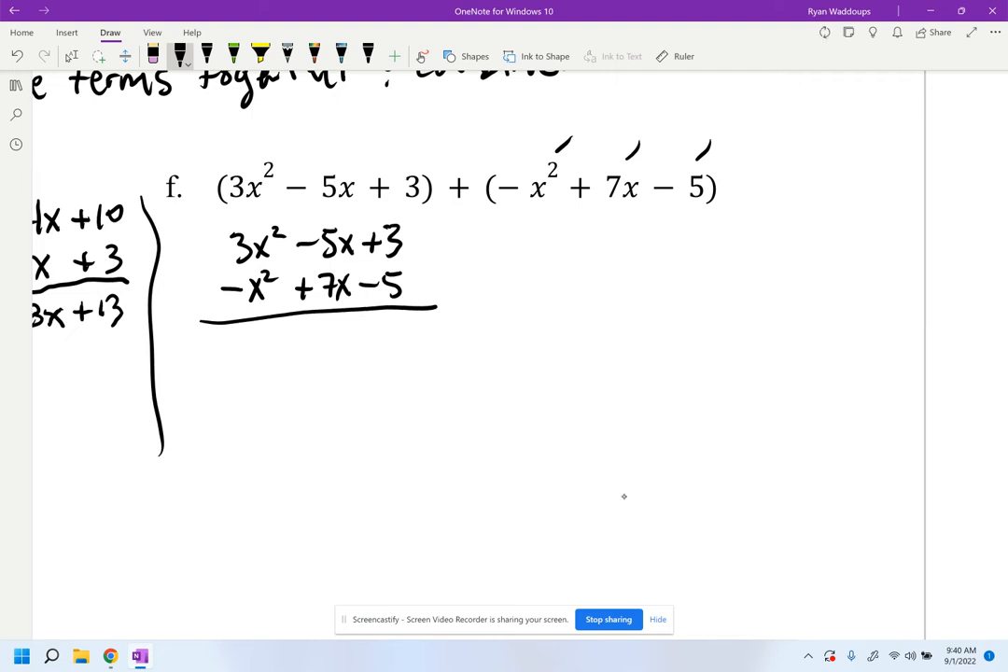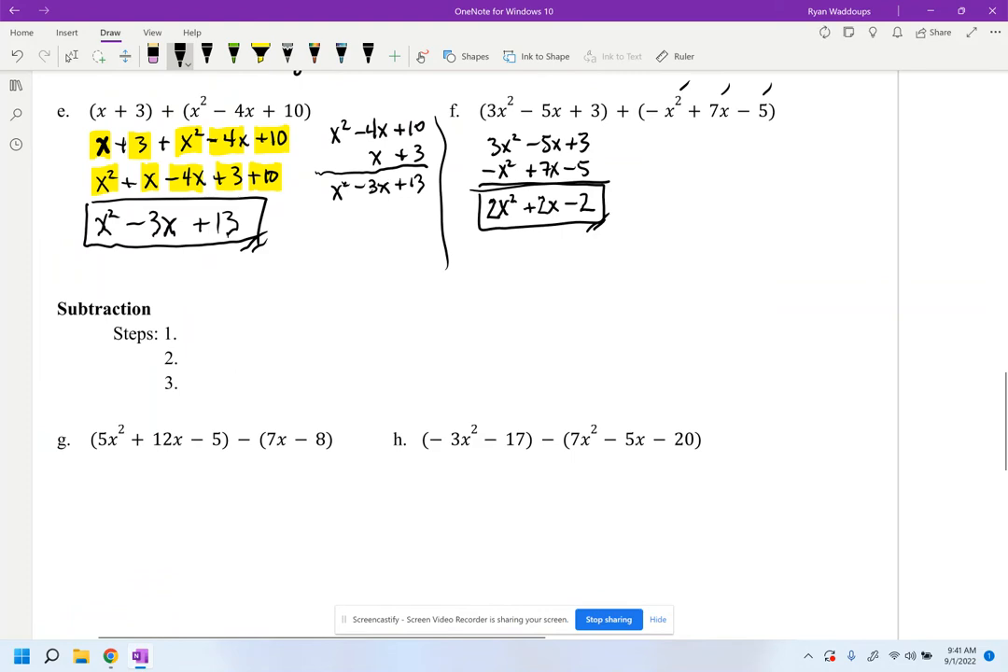Now I just combine them. 3x squared minus x squared is 2x squared. Minus 5x plus 7x is plus 2x. They have different signs, so you subtract them. And then minus 5 plus 3, again, that's minus 2 for the same reason. And that is what this looks like when you add those two together.